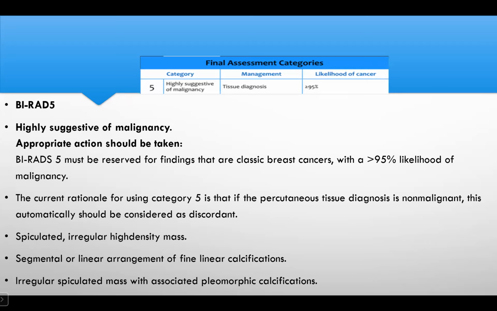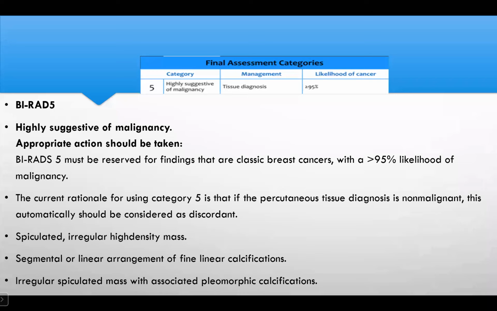BI-RADS 5, highly suggestive of malignancy. Appropriate action should be taken. BI-RADS 5 must be reserved for findings that are classical for breast cancer, and the likelihood is more than 95%. The current rationale for using category 5 is that if the percutaneous tissue diagnosis is non-malignant, this should automatically be considered as discordant.